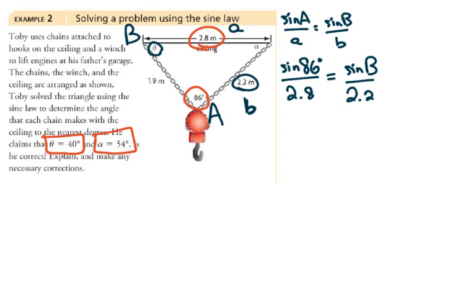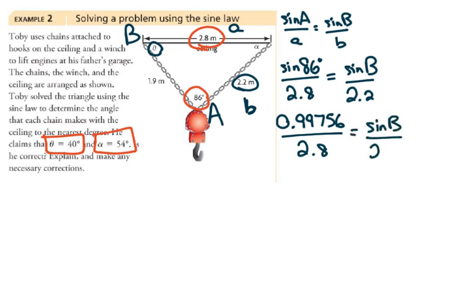Go on over, calculate out sine of 86. You should get 0.99756, which is still over 2.8. That equals sine B over 2.2. Just like when we were trying to find a side, the end game of this is getting the B by itself. So if I take both sides of that equation, multiply it by 2.2, I'll cancel that one on the right.